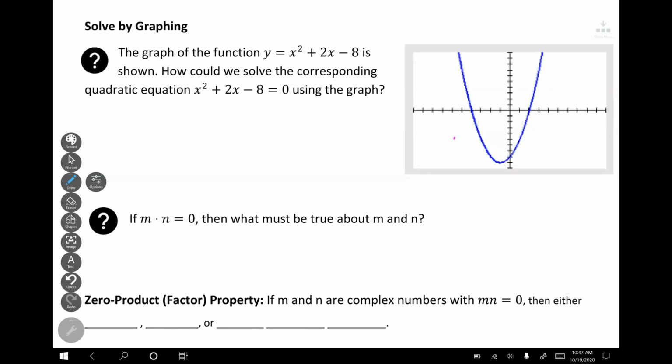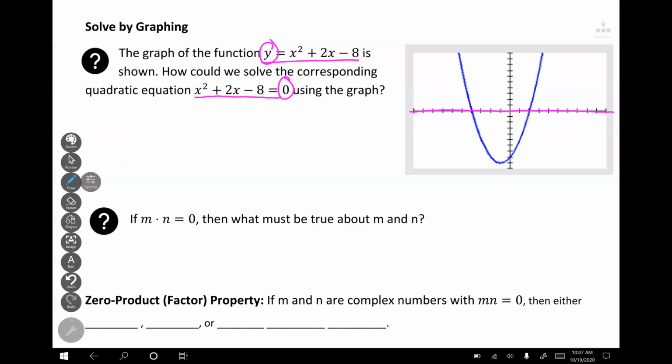All right, we're going to look at several different ways to solve. The first way we're going to look at today is by graphing. So the graph of the function y equals x squared plus 2x minus 8 is shown right here to the right. How could we solve the corresponding quadratic equation x squared plus 2x minus 8 equals 0 using the graph? Notice that if you compare the function with this equation, all they did was replace the y with 0. So what you're looking for on the graph is where y equals 0, which of course is this entire x-axis.